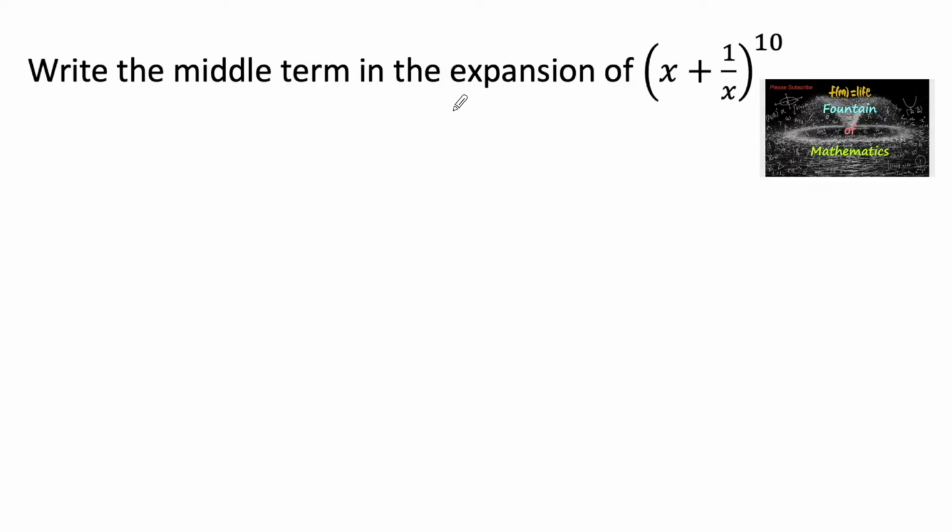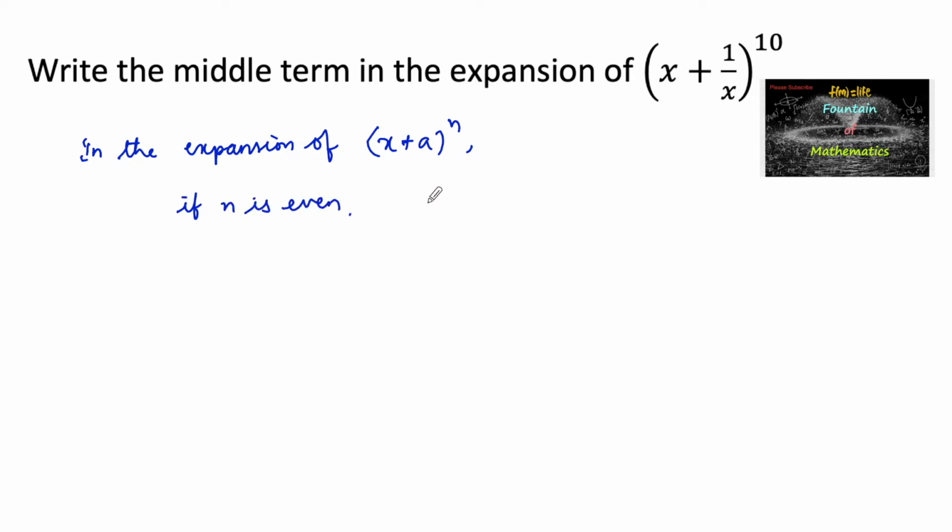Write the middle term in the expansion of (x + 1/x)^10. Since we know that in the expansion of (x + a)^n, if n is even, its middle term is the (n/2 + 1)th term.